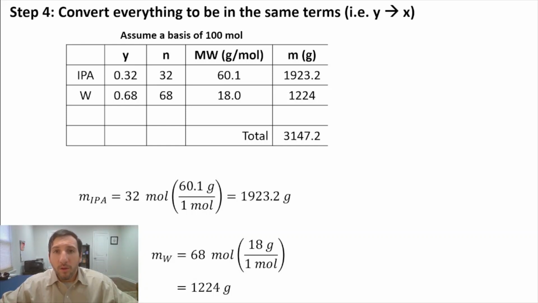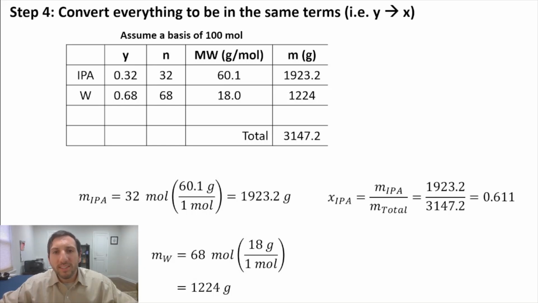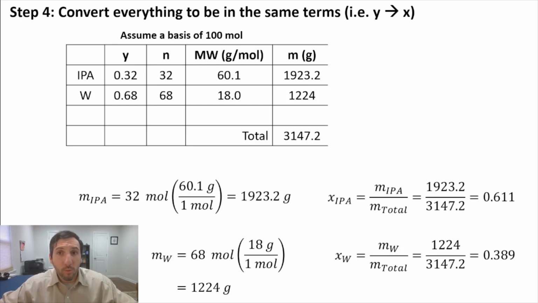And so for IPA, the mass fraction of IPA is going to equal the mass of IPA divided by the total mass. When we substitute in our values, we get a mass fraction of 0.611 for IPA. Similarly, we'll do the same thing for water, and when you do that, you're going to get 0.389 as your mass fraction of water in stream 1.